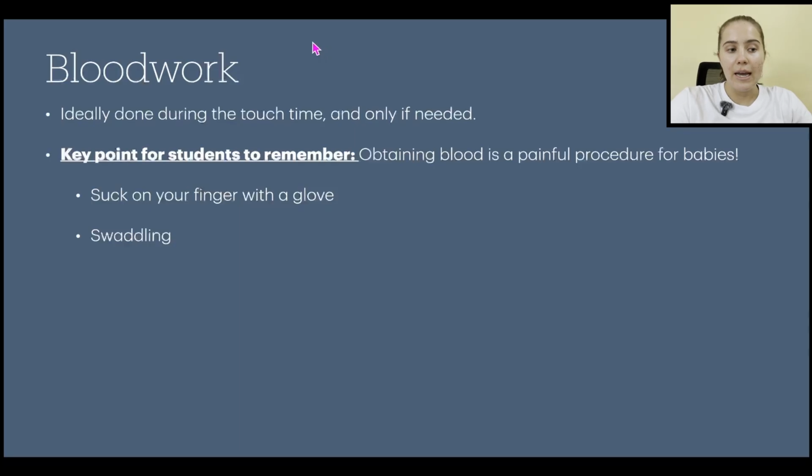Blood work is ideally done during the touch time and only if necessary. A key point for you as students to remember is that obtaining blood from babies is very painful. There are some things that you can do to help alleviate the pain for the baby. One of them is putting a glove on and allowing them to just suck on your finger, and then also swaddling them during the blood draw.